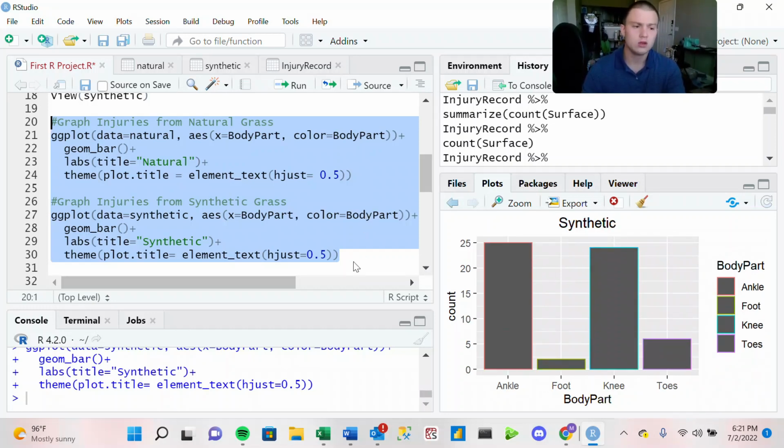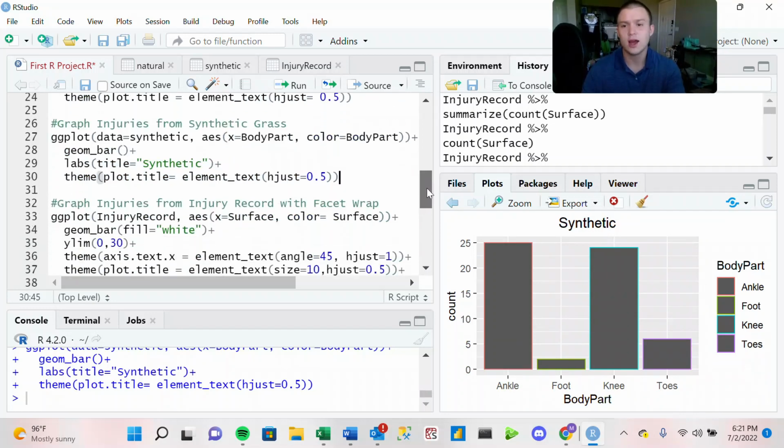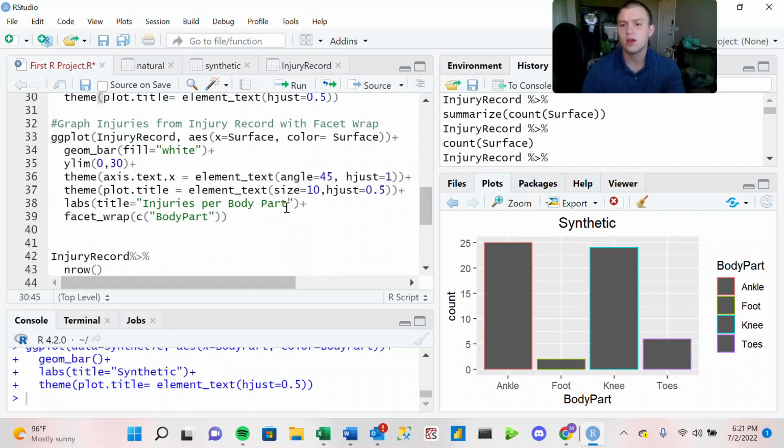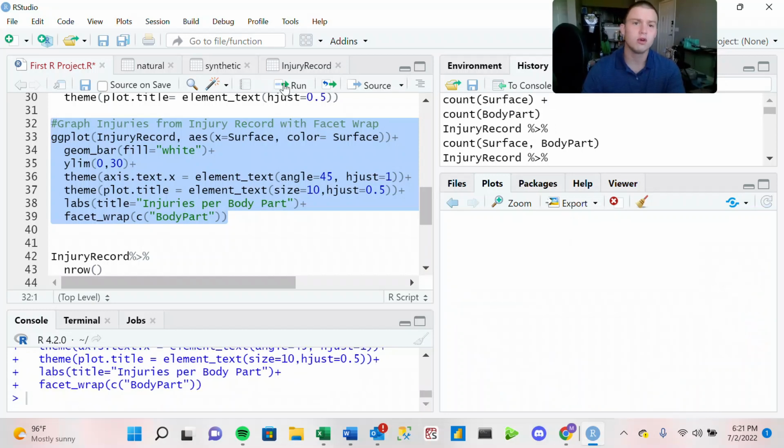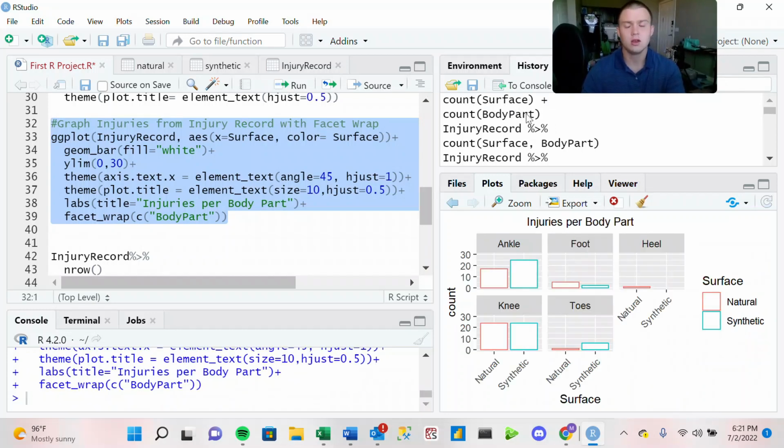So what we can utilize is something called facet wrap right here. What this will do is give us side-by-side comparisons of our natural to synthetic playing surfaces. So injuries per body part, and then we have it broken down so we can see for the ankle how many natural compared to how many synthetic, and we can do that for each individual body part. So facet wrap is a great way that we can compare data.